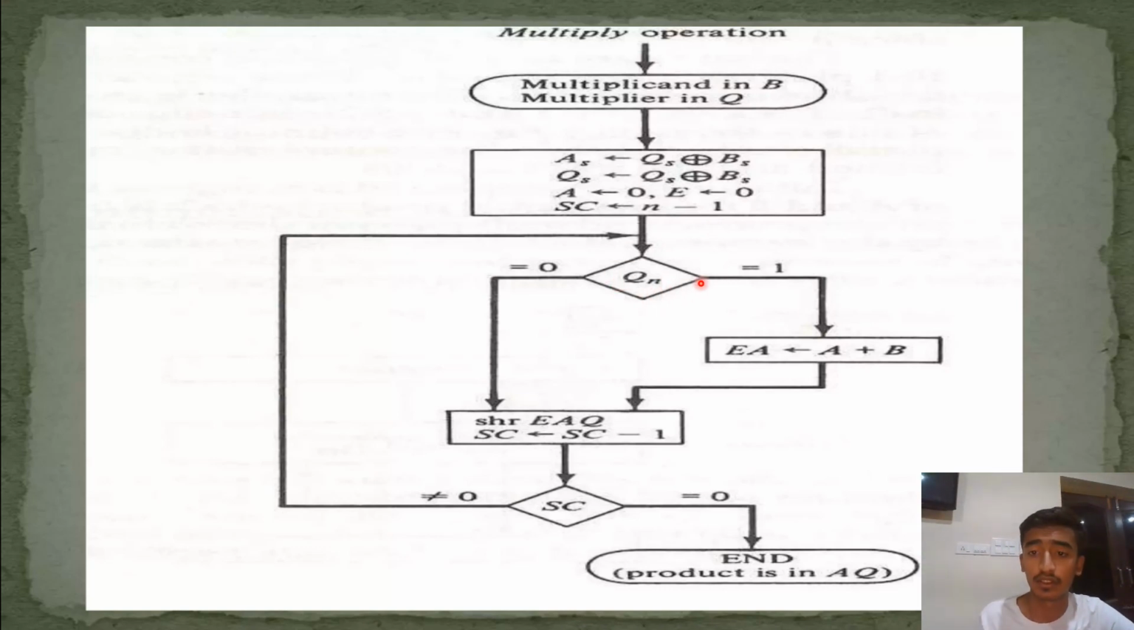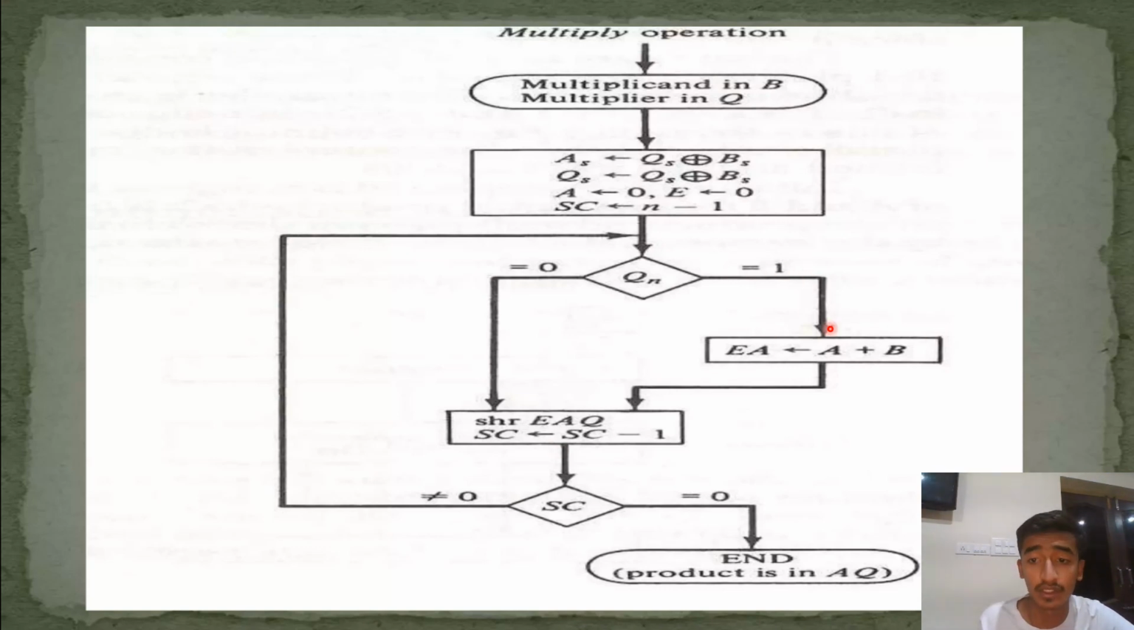What is Qn? Qn is basically the rightmost significant bit of the Q, that is the multiplier, which is very important. If Qn equals 1, then we will add the B, that is the multiplicand, to our answer A. And if it equals 0, then we will only shift right the EQ value. And then we will make the sequence counter minus 1.